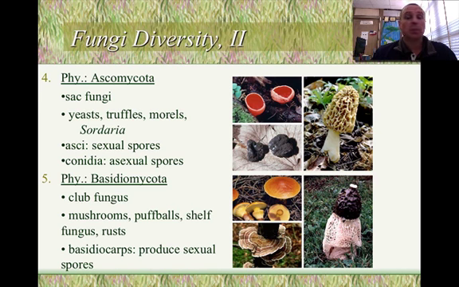You know, they reproduce sexually by spores called asci, and they reproduce asexually by spores called conidia. The next phylum is the Basidiomycota, which are your club fungi, your mushrooms, your puffballs, your shelf fungi, etc. And they reproduce by spores called basidiospores. These are the ones that, if you stepped on them, would shoot spores all over the place, so that would spread out spores by the wind pretty easily.